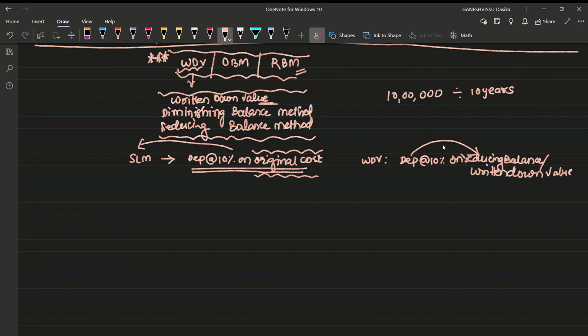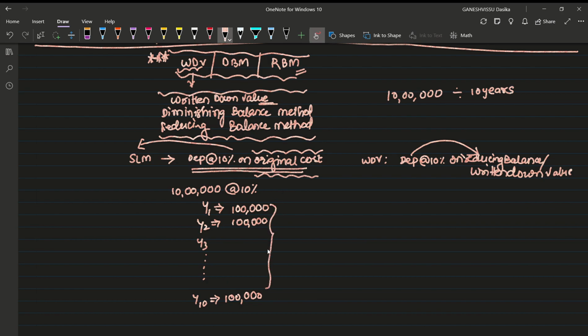So let us see. If we charge depreciation according to the straight line method, 10 lakhs is the amount of the asset, and if we are charging depreciation at 10% for year 1, depreciation on machinery will be 1 lakh rupees. For year 2 it will be the same, because the depreciation will be charged on the cost, and for year 3, and so on up to year 10, the amount will be the same, 1 lakh rupees each year.